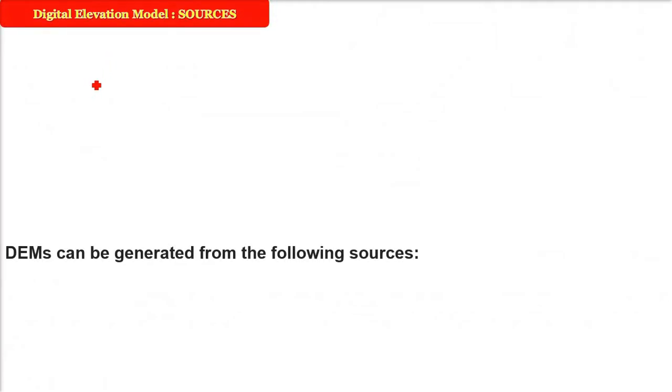So what are the sources of a digital elevation model? We can get DEM models in different ways. Just assume that you have a rectangular grid, and every cell in this rectangular grid has a height value, an elevation value. How do we get this elevation value?